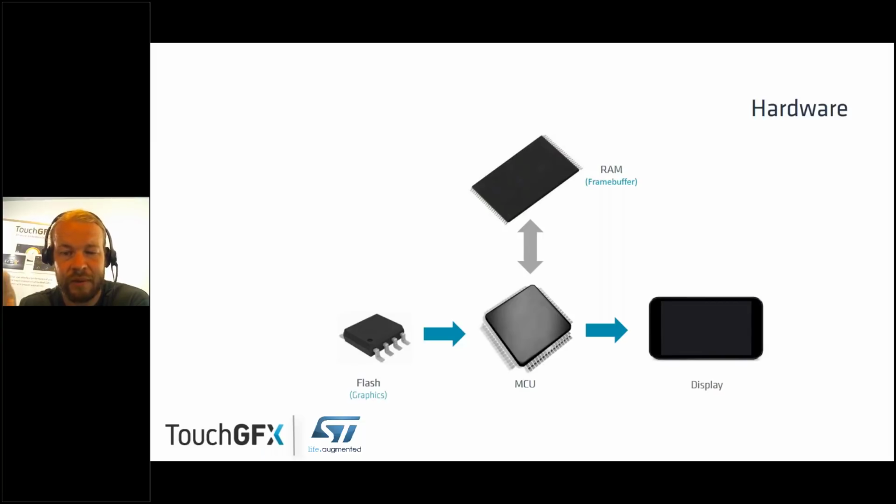the frame buffer, which resides in RAM, typically internal or external RAM, depending on the amount of frame buffers you need, 1 or 2 or 3. And then this frame buffer, or part of this frame buffer, will be transferred to the display. So that is really the setup of all embedded TouchGFX solutions, you could say. Sometimes the frame buffer is in the display, sometimes it's internal, sometimes the flash is external, sometimes it's internal. So hopefully you get the idea.